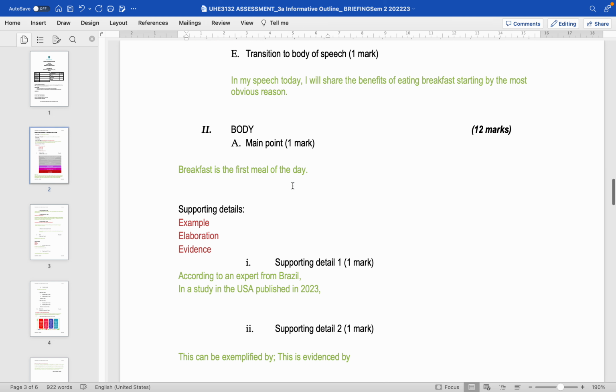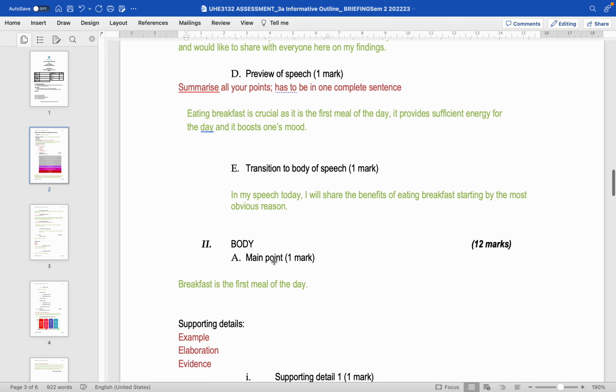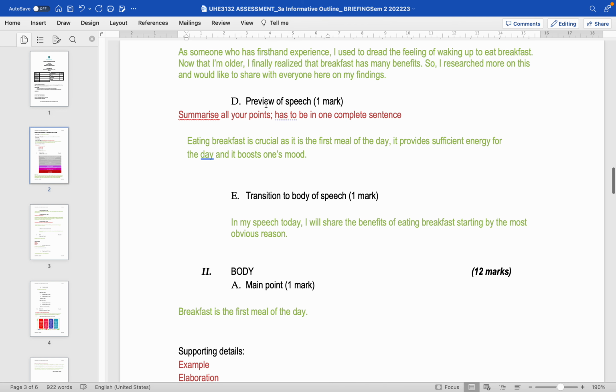So the first reason why we need to eat breakfast is because breakfast is the first meal of the day. The main point is actually very straightforward. When you want to know what your points are, you need to look at your preview of speech. Your first point is the first main idea that you put in your preview of speech here today. This is your first main body, second main body, and this is the third main body.